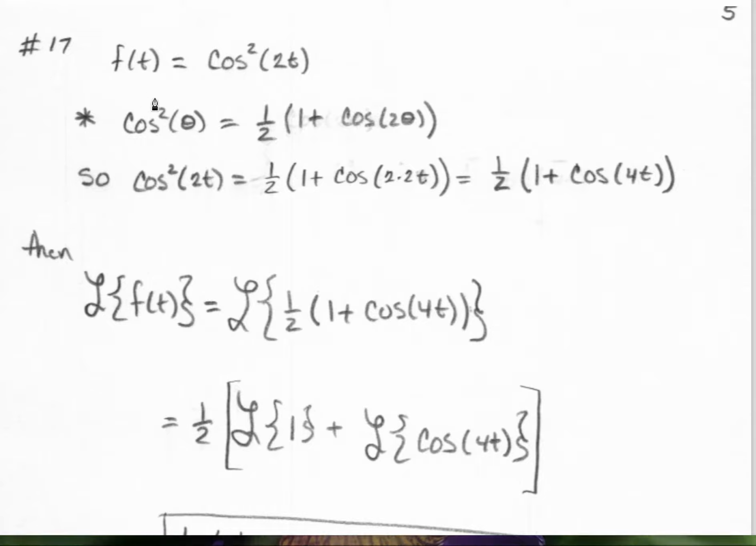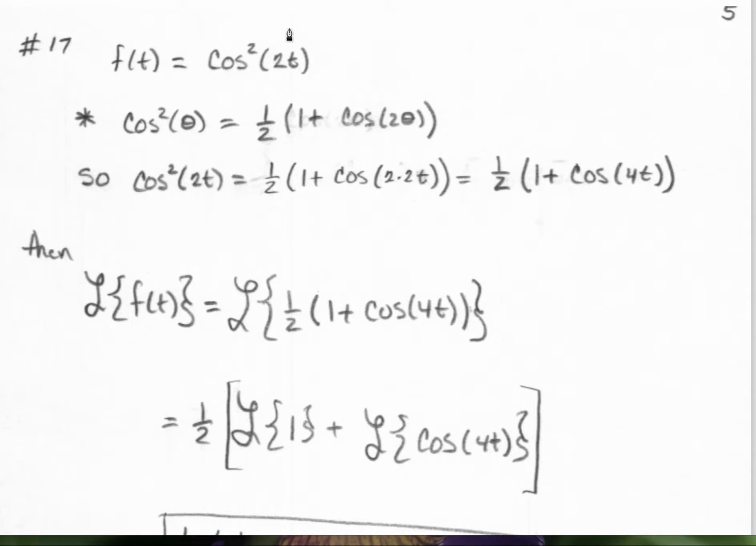And so one of the things that I wanted to point out here was this identity that we have, that the cosine squared of theta equals 1/2 of 1 plus cosine of 2 theta. So the cosine squared of 2t is equal to 1/2 1 plus cosine of 2 times 2t. So instead of theta, I have 2t. So wherever I see theta, I'm going to put a 2t. And so I end up with 1/2 times 1 plus cosine of 4t.